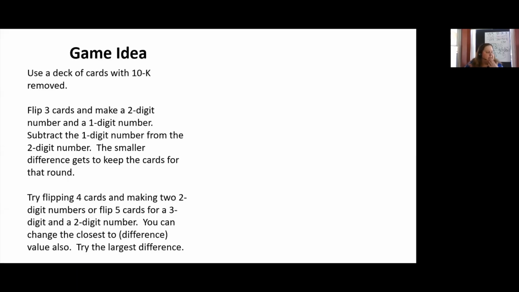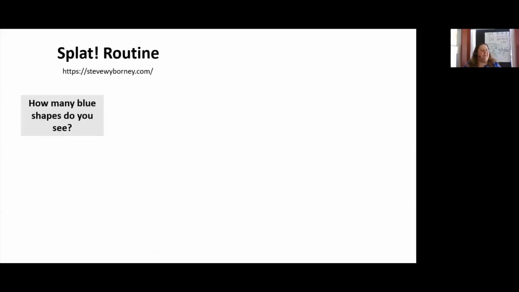All right, so there's the game idea. Just something different. I explained all of the directions for that, but you can change up the directions. Again, it's not about winning a game. It's really about getting students active in the math. So, the Splat routine: stevewyburny.com is the website where you can find Splat. He has all kinds of different routines. And so this is just one I want to share with you.